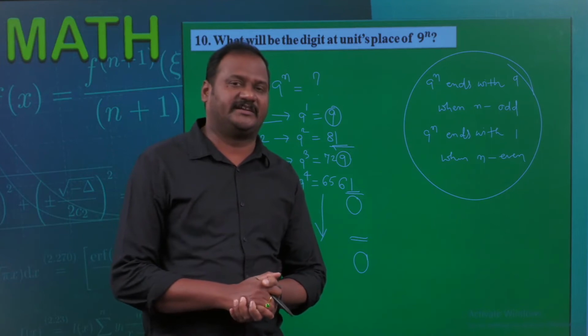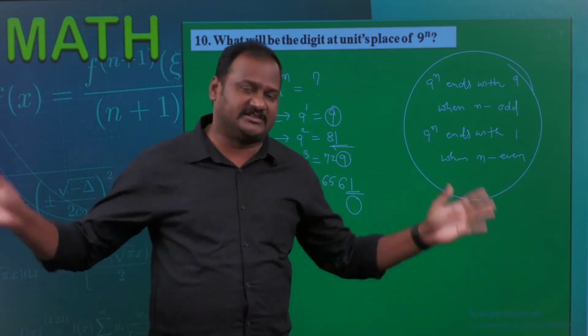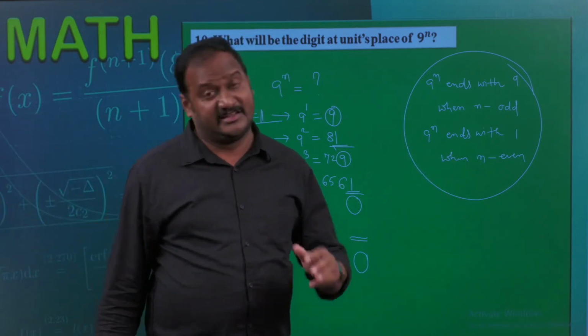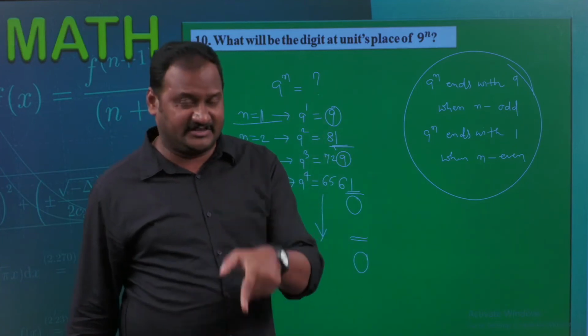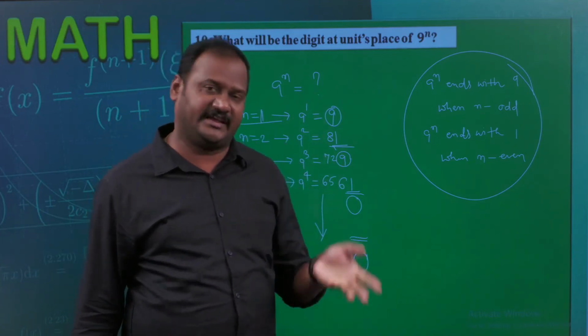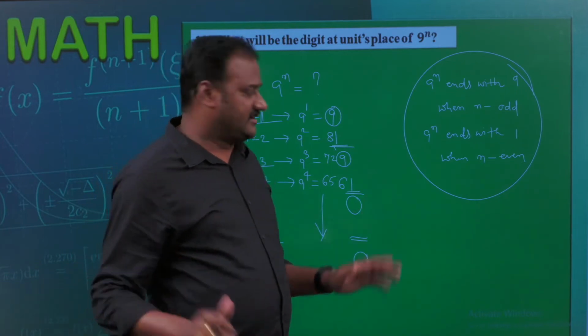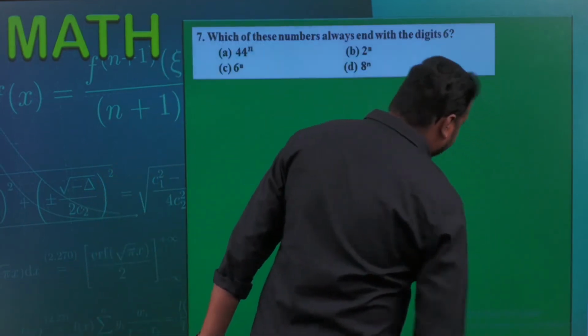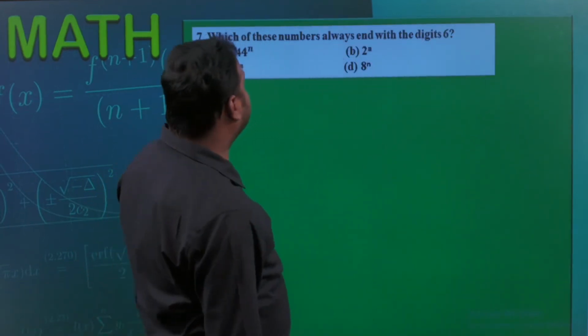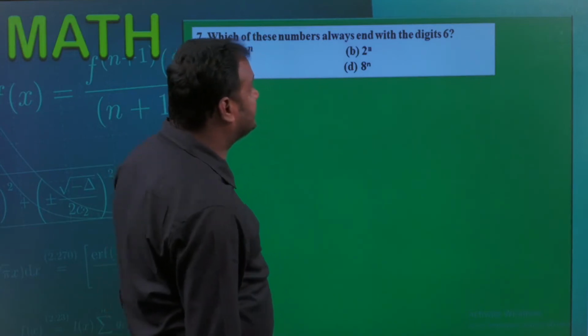But if you are asked 6 to the power of n ends with the digit what? 6 to the power of n ends with the digit 6 all the time, because 6 power 1 equal to 6, 6 square equal to 36, again ends with the digit 6, 6 cube equal to 216, again ends with the digit 6, and so on. Right? Next. What is the next problem? Which of these numbers always ends with the digit 6?